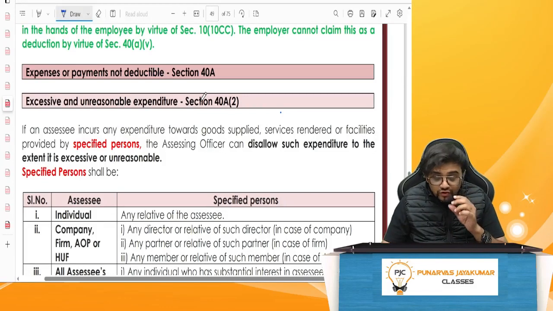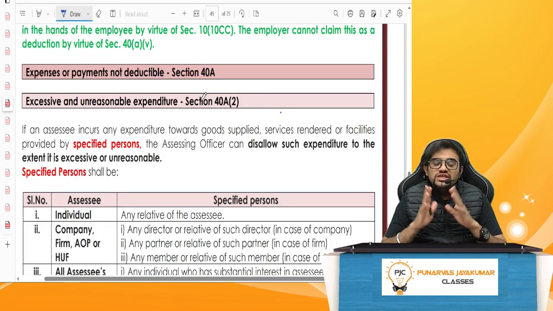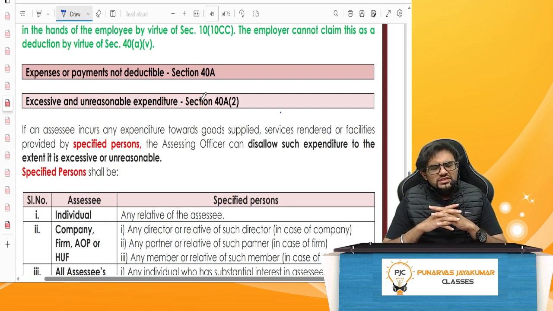So coming to 40A, especially 40A(2), it speaks about excessive or unreasonable expenditure. If the SSE, which can be an individual, HUF, BOI, AOP, whatever we'll see, enters into a contract with a related party, and the expenditure that he has incurred is excessive, what is excessive depends on what the AO feels, that is, beyond arm's length price, so to speak, then what will happen?